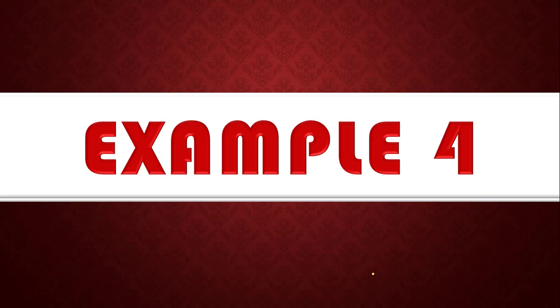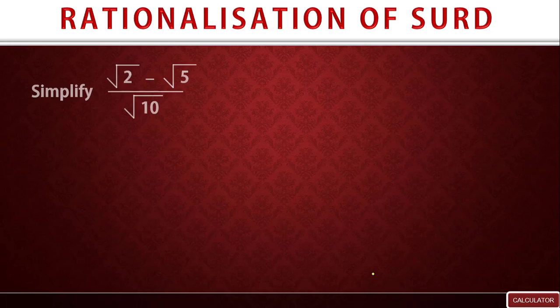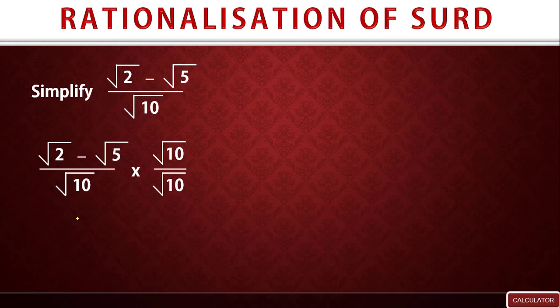Let's look at example 4. Simplify square root of 2 minus square root of 5 all over square root of 10. If you look at this particular question, we have square root of 10 at the denominator side. That means we need to rationalize this, so as to shift this root 10 from the denominator side and move it to the numerator side. To do that, we are going to multiply the numerator and denominator by root 10. So multiply by root 10 over root 10.